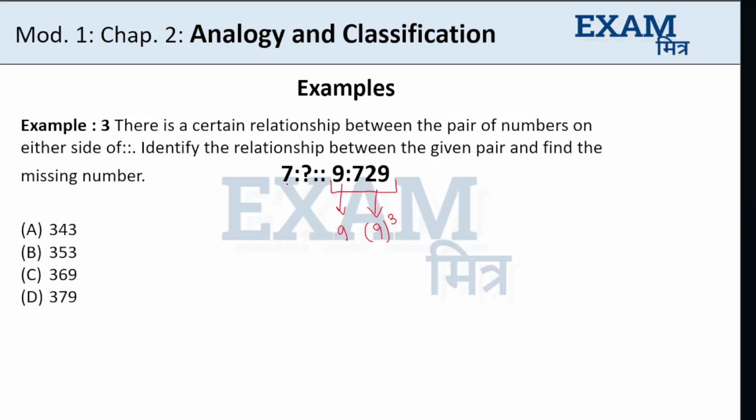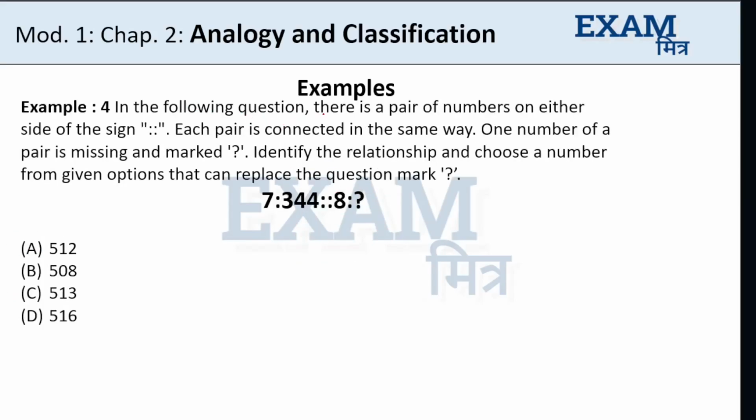So similarly, if this is 7, then this would be 7 cube, that is 343. So 7 cube is 343, and our answer is 343. So let's move to the next example.